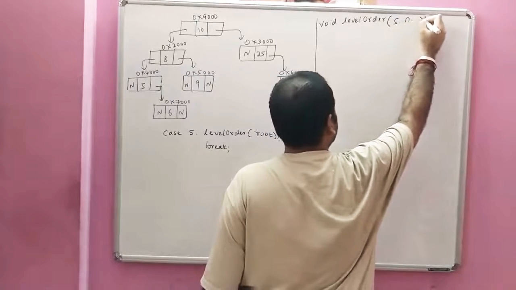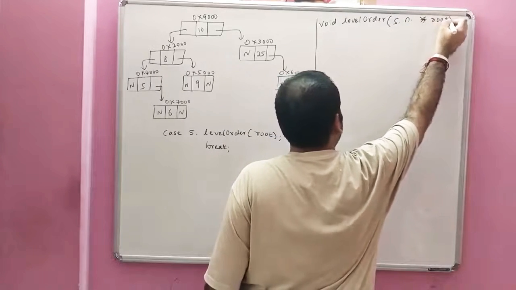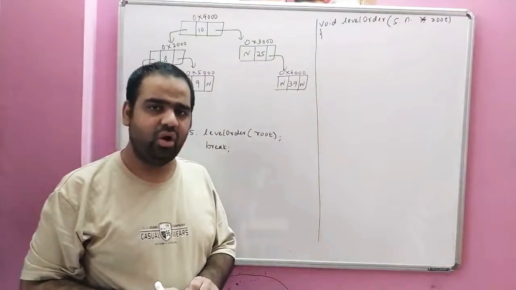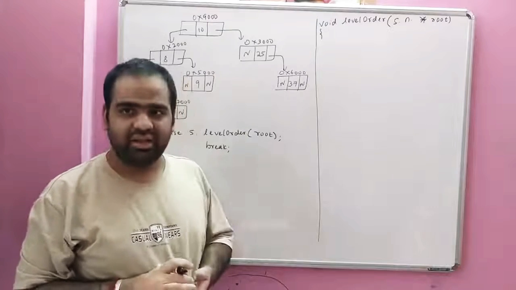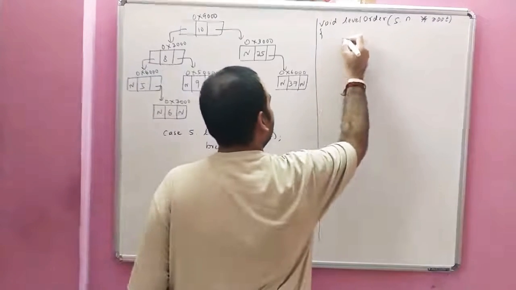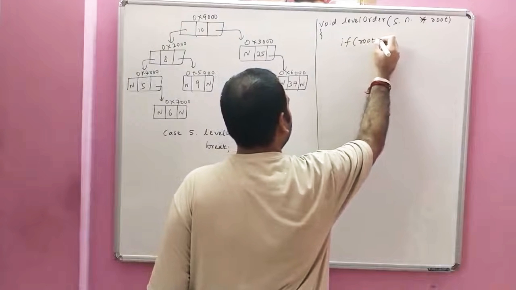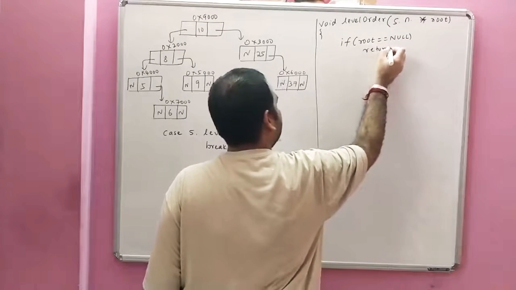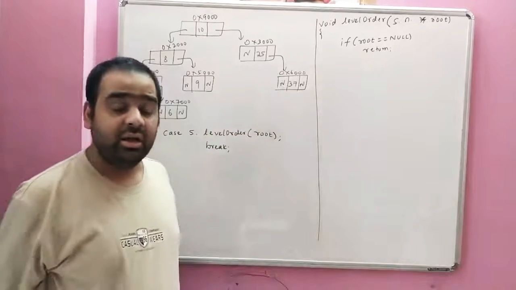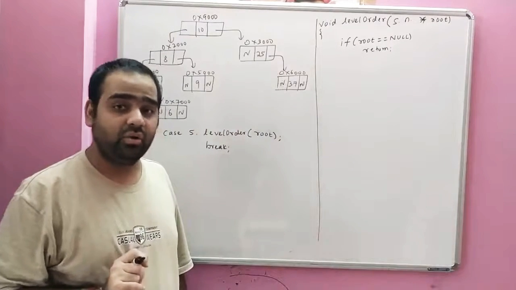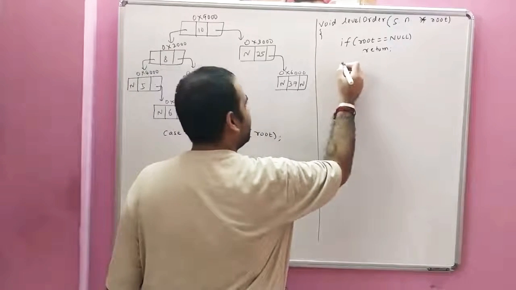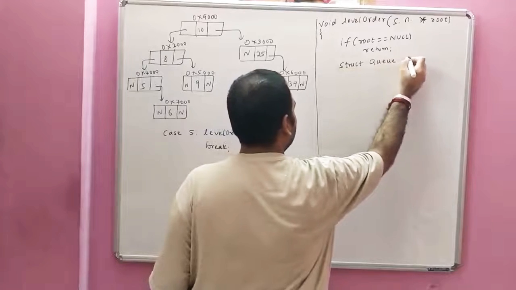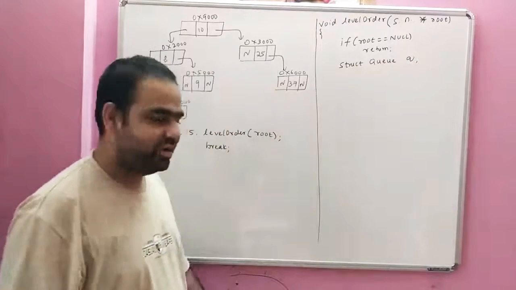Root is of what type? Struct node star root. Now, to do this level order traversal, if the value of root is null, can we do it? No. Therefore, we say over here, if the value of root is null, that means nothing is to be displayed, because the root itself is empty. Hence, I say return. If the root is not null, then what do we do? We create a queue. And already I have written the function for queue. Hence, I say struct queue and queue.